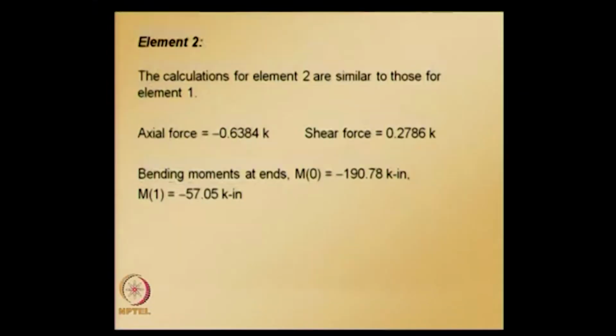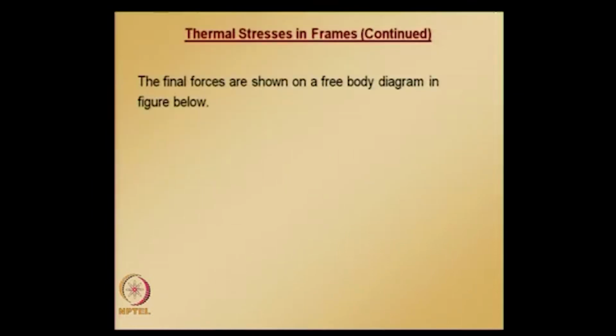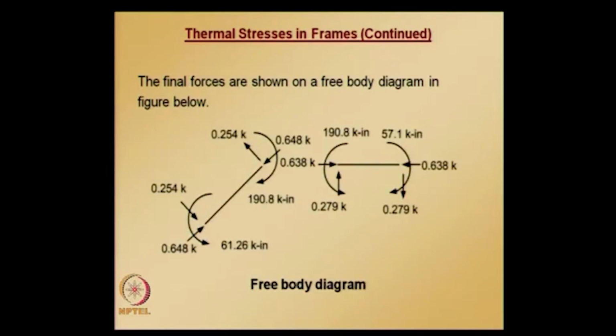So, using these values we can draw free body diagram showing bending moment, shear force and axial forces for element 1 and element 2, and we can easily verify whether these two elements independently are in equilibrium, and also when they are put together whether they are in equilibrium. So, final forces are shown on the free body diagram in figure below. It can be easily verified that indeed each element itself is in equilibrium, and also both elements put together, the entire structure is in equilibrium, which is necessary for the solution to be correct. So, now we will proceed.